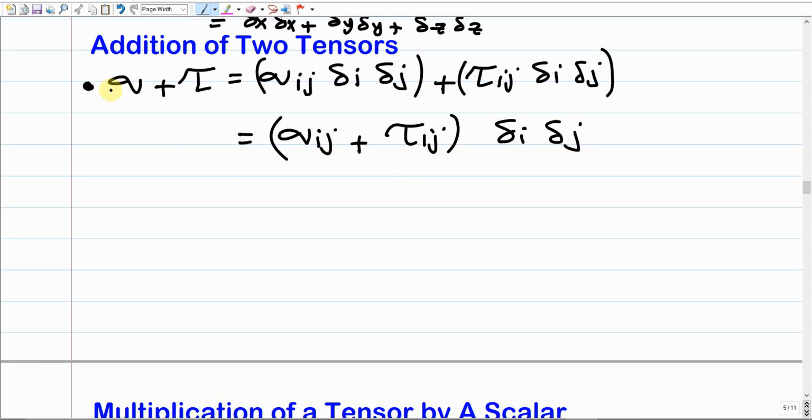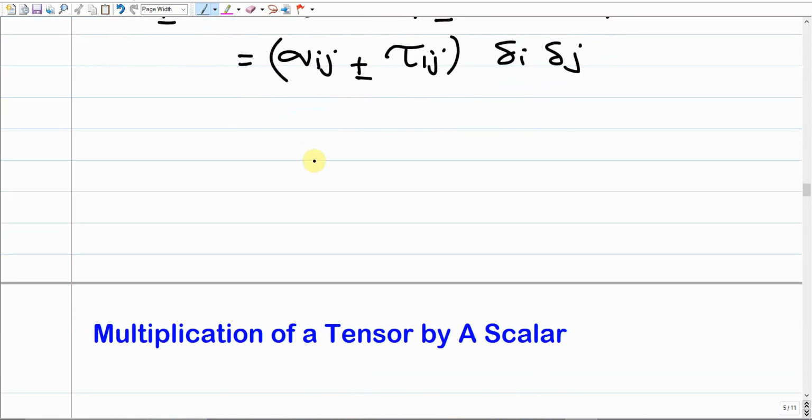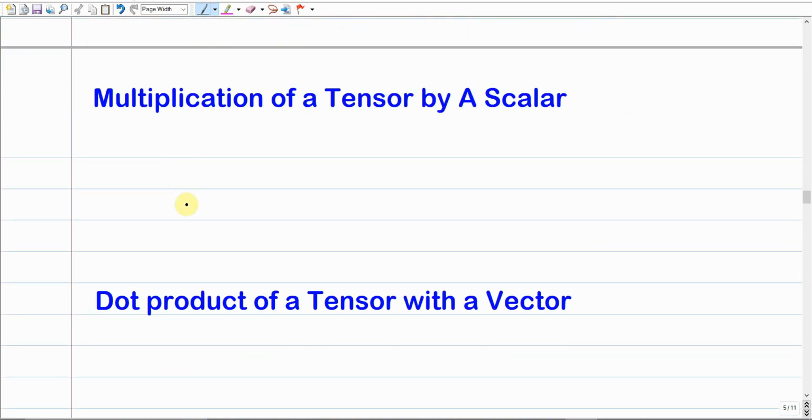So what does it mean? It means that the addition of two tensors gives another tensor. Simply, you just add or subtract, the same thing for the subtraction by the way, every component and its corresponding component of the other tensor, to end up with the addition or subtraction of two tensors. Make sense?